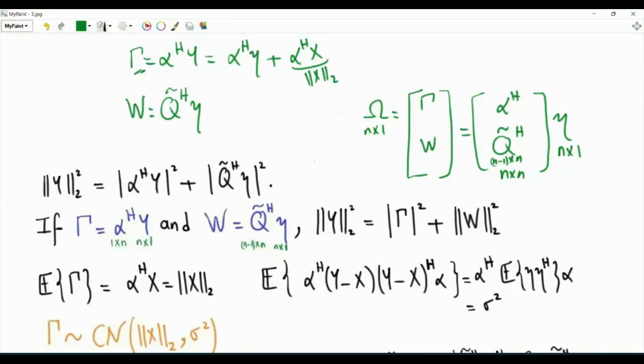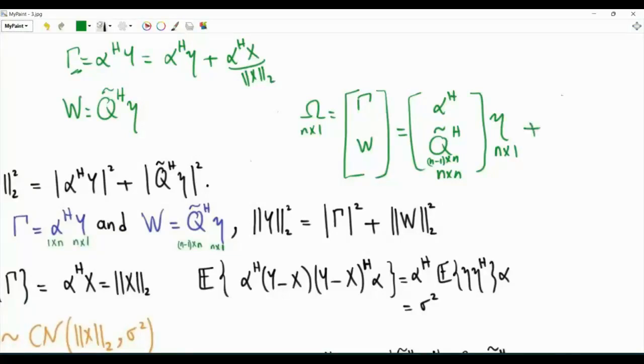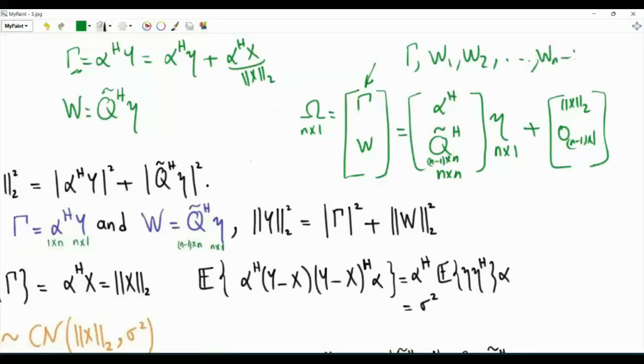And note that gamma has this term, which is alpha Hermitian x, which is the L2 norm of x. So we need to have a factor here, which is the L2 norm of x, and then we put here n minus 1 zeros. So the idea is that vector omega, which contains gamma and W, so gamma and the random variables residing in vector W, is an affine transformation of vector eta, which is a Gaussian vector. So an affine transformation of a Gaussian vector yields a Gaussian vector. So this means that gamma and the components of vector W, W1, W2, all the way to W n minus 1, are jointly Gaussian.